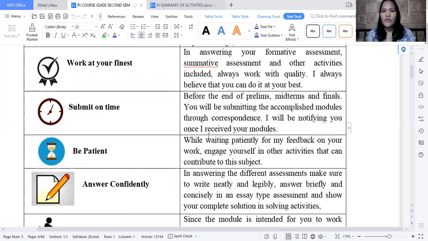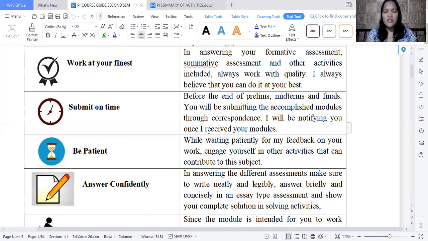Okay, before the end of prelims, midterms, and finals, you have to make sure that you have submitted and accomplished all your requirements. It is not supposed to be our duty to remind you from time to time. You know your responsibility. You have to check the notification or the due dates in your Canvas. Do not make unnecessary or unacceptable reasons that I went to like this and like that. No, that is no longer accepted.